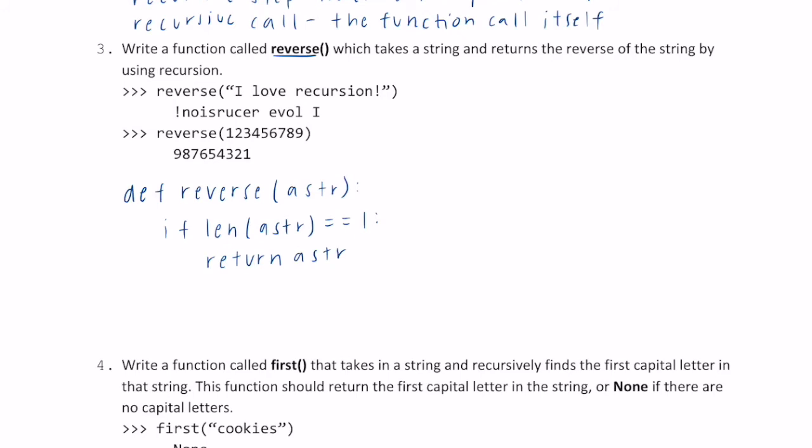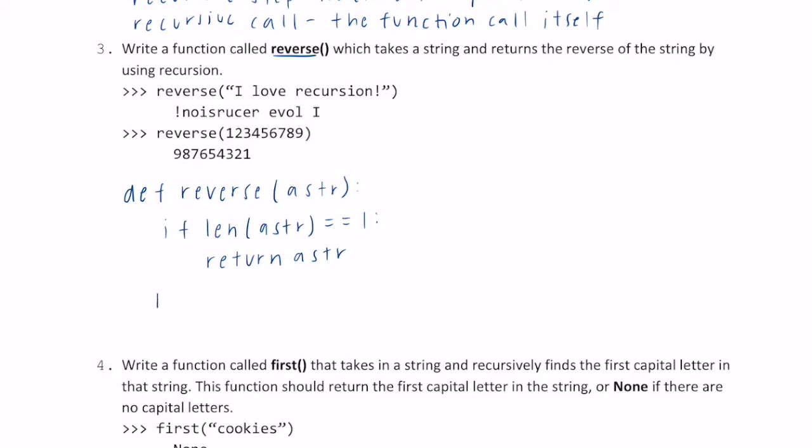In this case, I could also do if the length of my A* equals 0 and return A*. In this case, we're just adding the very last letter to the end. Okay, now let's look at our recursive step and recursive call. So what is happening here? I know that what I need to add is the very last letter to the beginning of my new word.